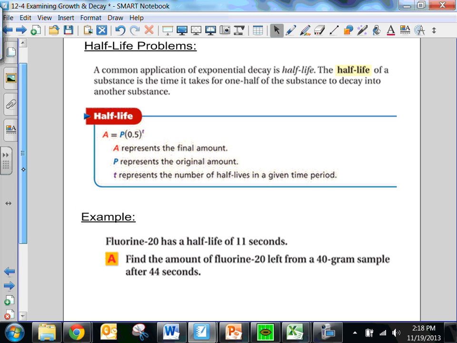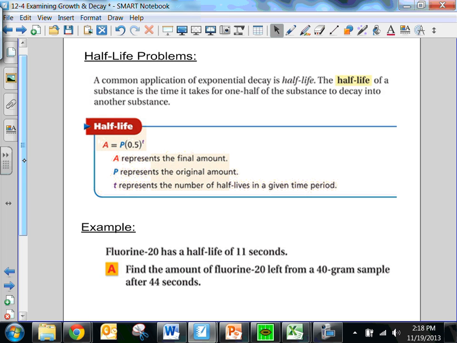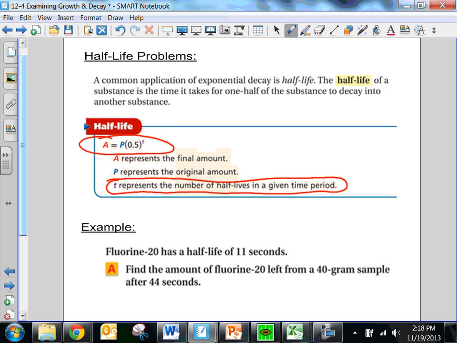So when we talk about half-life, I want you to take a second and write this down. Half-life is a science term, and you probably refer to this in science at times, but this is the most important function here: A equals P times 0.5 to the T. What I want you to notice is that T doesn't necessarily represent the time in years like it used to. Now it represents the number of half-lives in a given time period, okay? So that's a little bit different, okay?